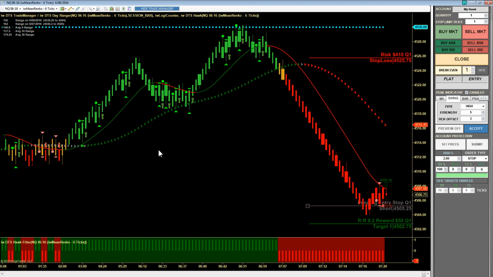The reason you want it below 5% is statistically, there's a very real possibility you could take 10 losing trades in a row. Now, I've never done it with DTS, but any trader will tell you, yeah, it's possible. You can take 10 losers in a row. You can take 10 stinkers in a row.